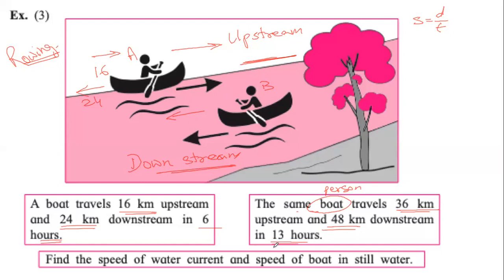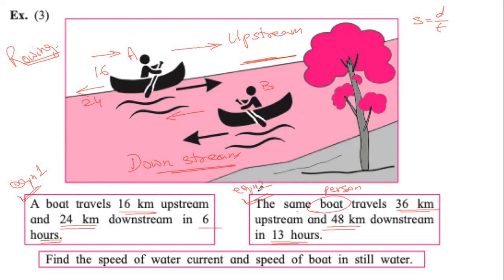Of course, 36 is more than 16, 48 is more than 24. So it will take much longer than just 6 hours. Is the explanation clear? The boat and the person remaining same. If the rowing is 16 kilometers upstream and 24 kilometers downstream, the time taken is 6 hours. So clearly, this will give us our equation 1. And if we go 36 kilometers upstream and 48 kilometers downstream, it will take 13 hours. So this will give us equation 2.